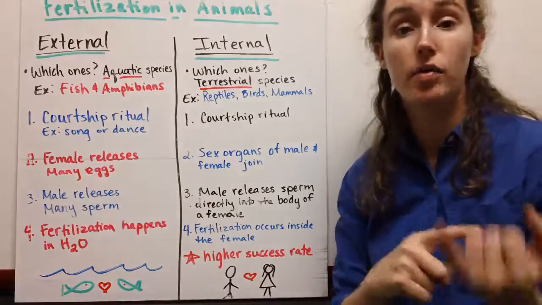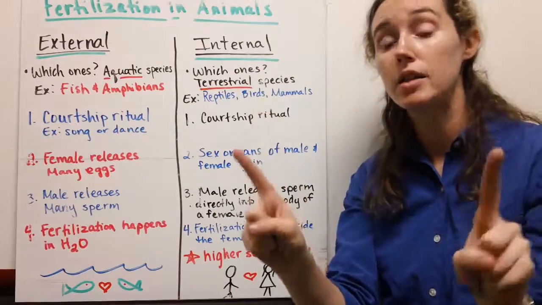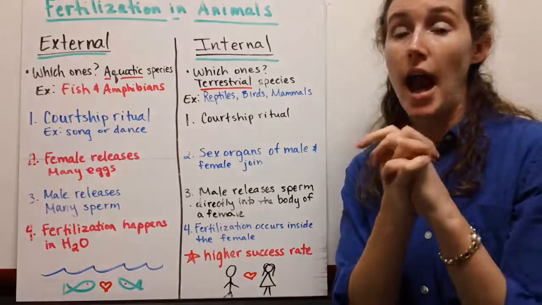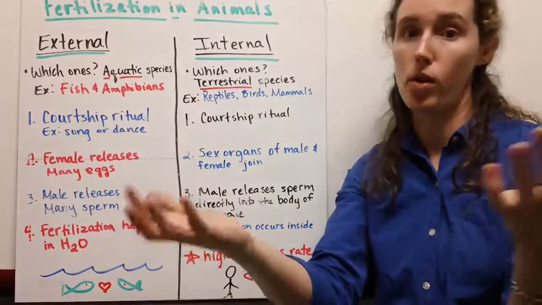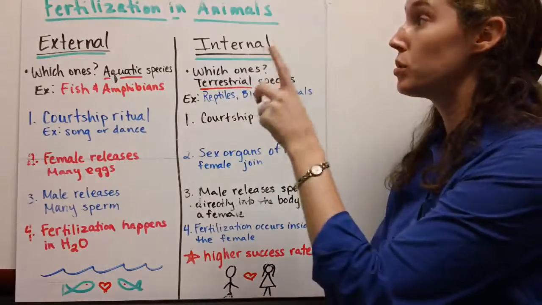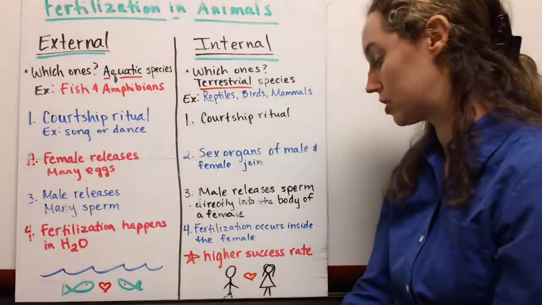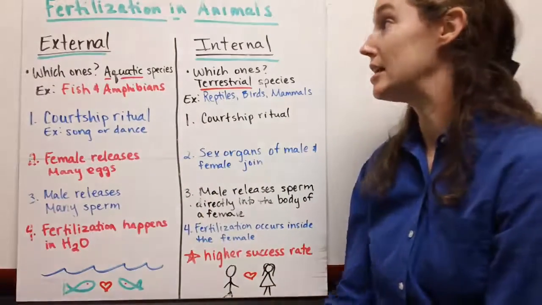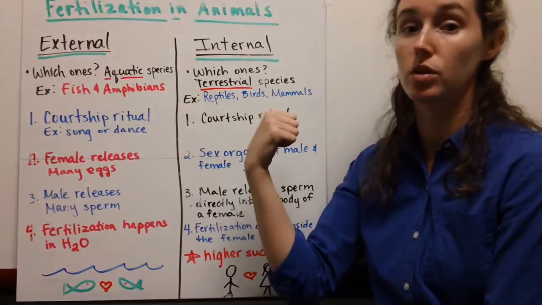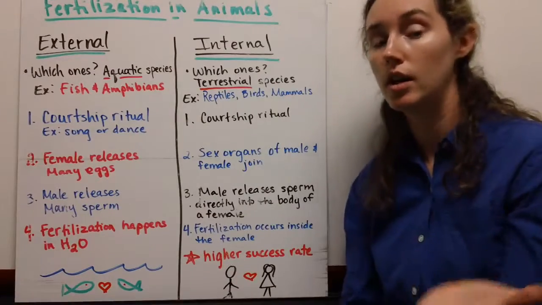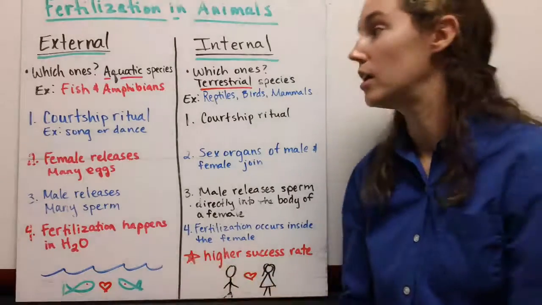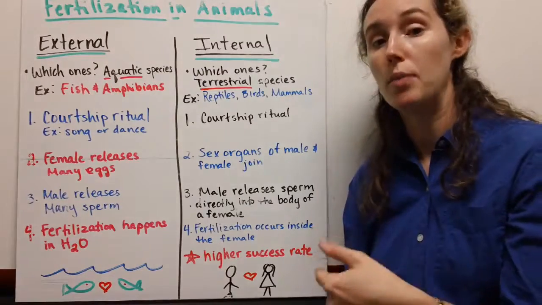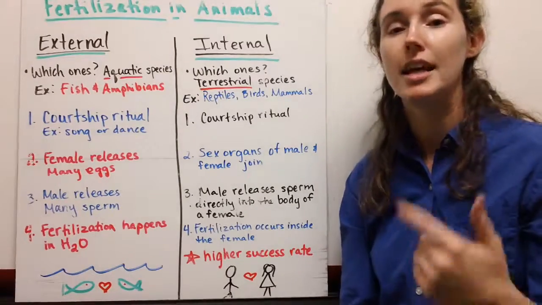So it's pretty great. You have a higher success rate of the sperm meeting the egg in the first place. You have a higher success rate of your offspring actually developing to the point of birth. So sexual reproduction by internal fertilization actually has a higher success rate than external. But the key is that it works for the terrestrial organisms, and external, though in general it has a lower success rate, works just fine for fish and amphibians. We'll look more into what happens after fertilization in another video.